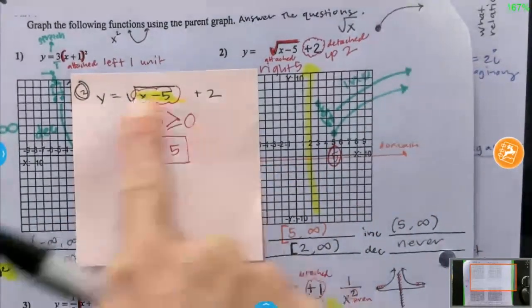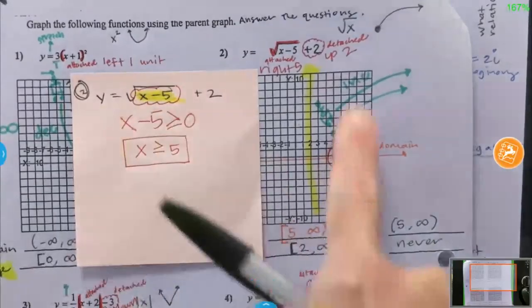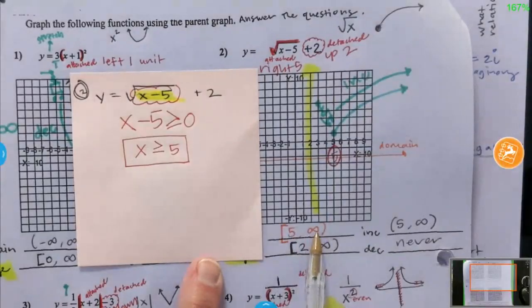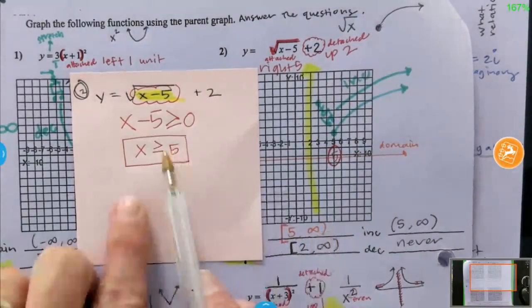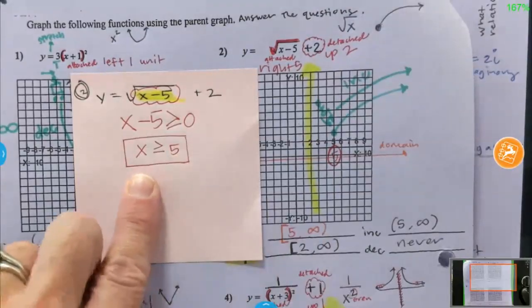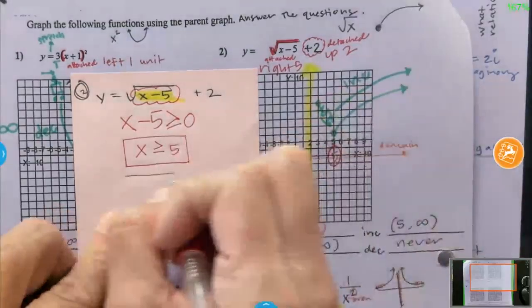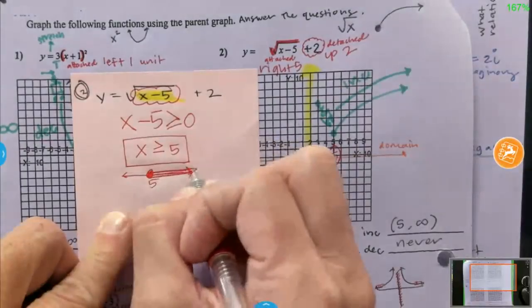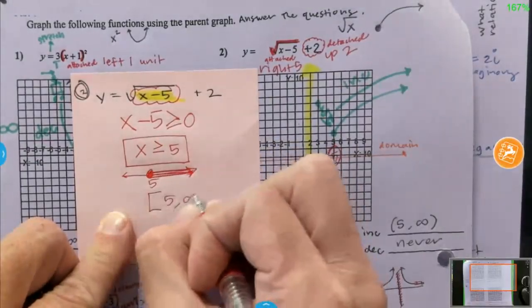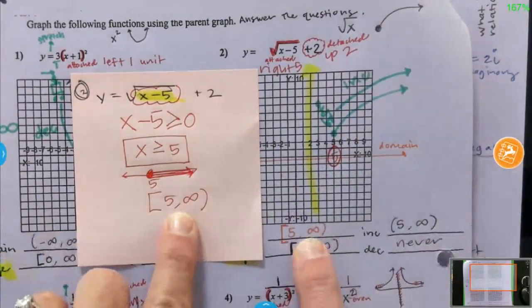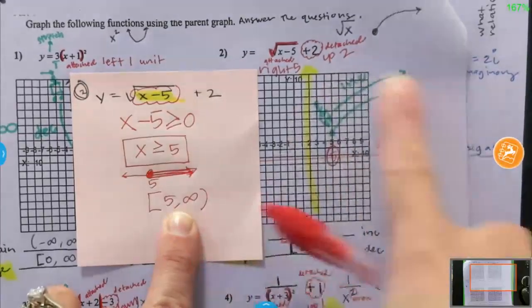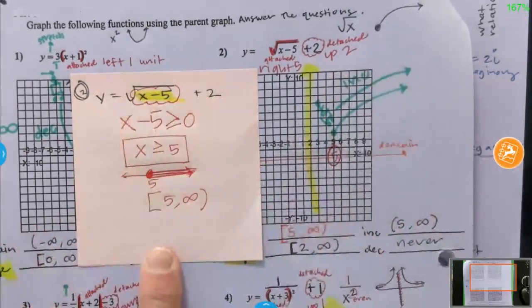So that makes sense. This is the algebra way to look at this problem, and this is the graphical way to look at the problem. Notice the domain. What did we say the domain was? 5 to infinity. That's exactly what this says, because we've talked about interval notation. If you were to graph this, it would be a closed circle at 5 and shaded to the right. So as an interval, it would be bracket 5, comma, infinity. And that's exactly what the graph told us. This is looking at it graphically. This is looking at it algebraically. But we're getting the same answers.